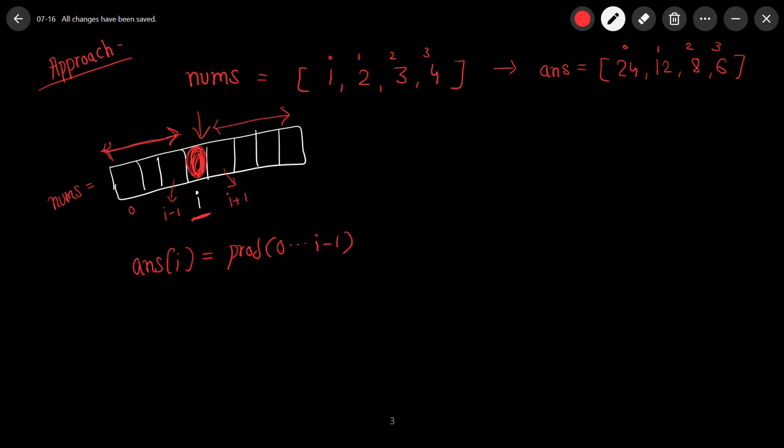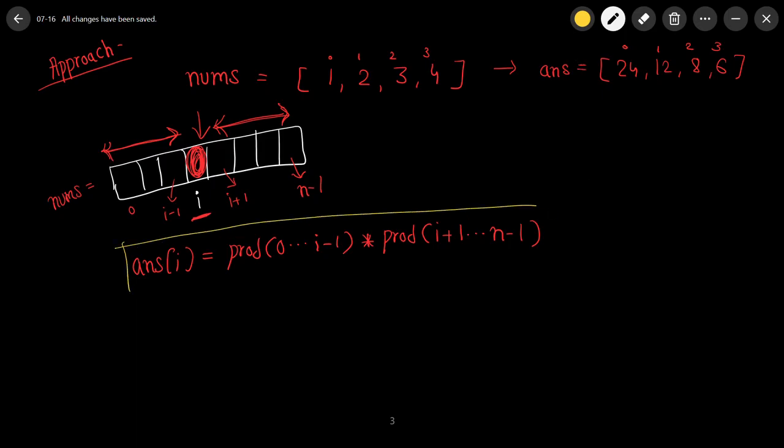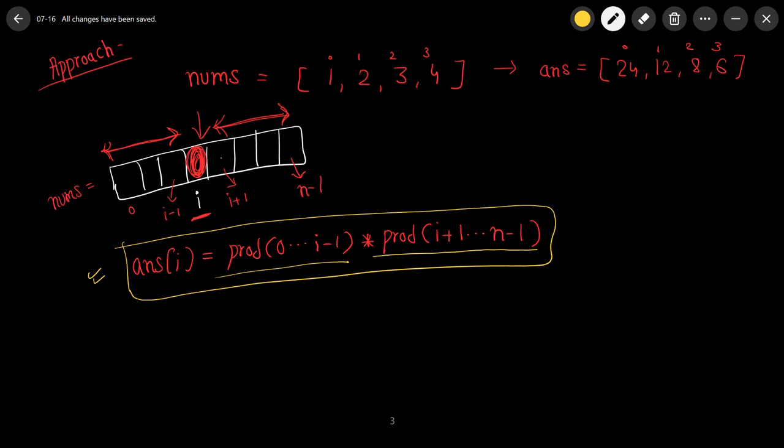So answer of i is nothing but the product of this portion, which is 0 till i minus 1, into the product of this portion, which is i plus 1 till the last element, which is n minus 1. So answer of i is the product of 0 till i minus 1 into the product of i plus 1 till n minus 1. As you can see, in this way, we took these products and excluded ourselves, which is exactly what we want. And we didn't use the division operation anywhere.